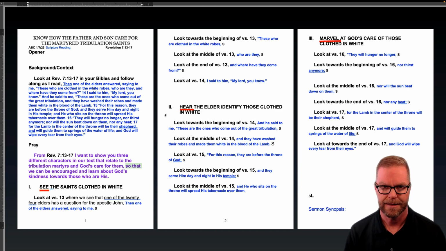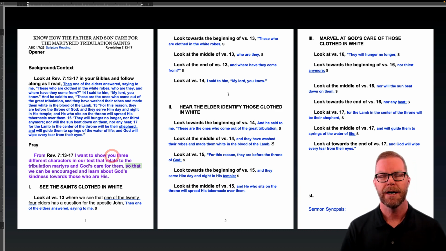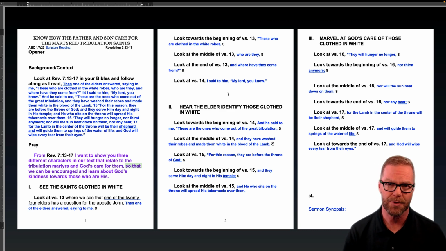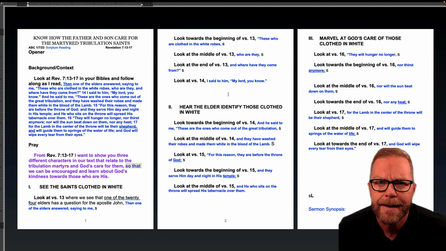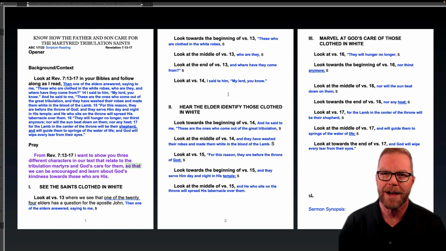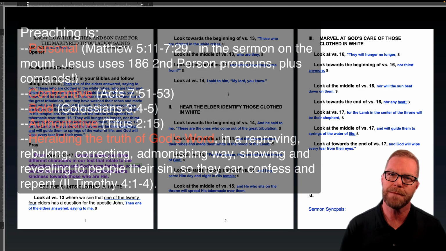See, hear, marvel. I do that because I not only put second person in my proposition, I like to put it in each of my main outline points. Why? Because I want people to think how this text applies to them. I'm not giving them a lecture about people who are dead. I'm not here to just talk about ancient things that are irrelevant to their life. I'm talking to them personally.